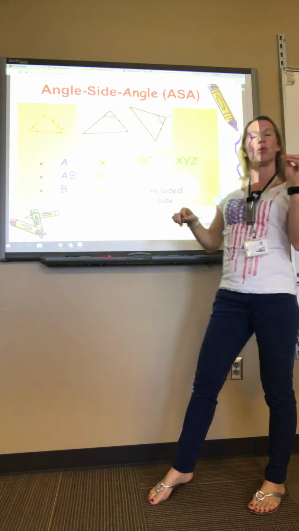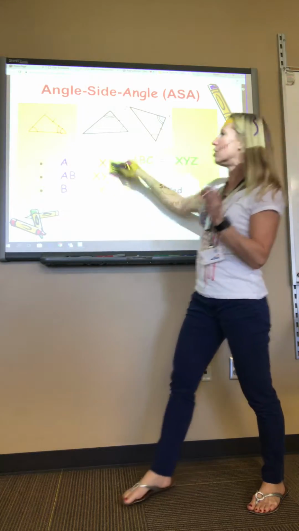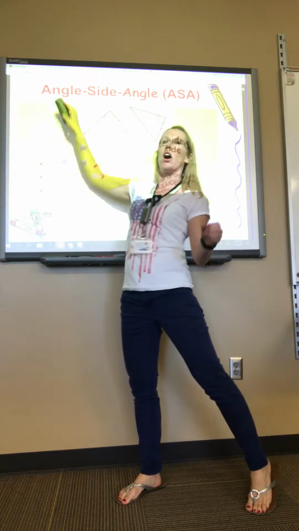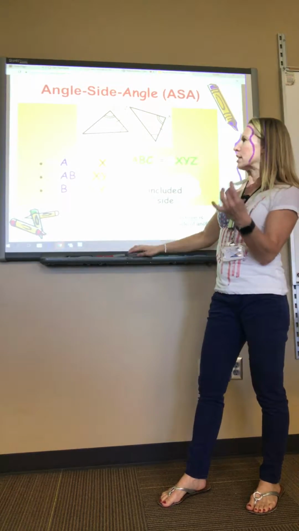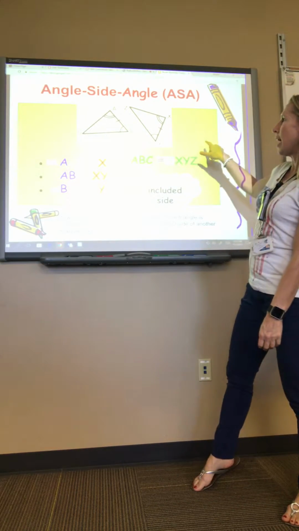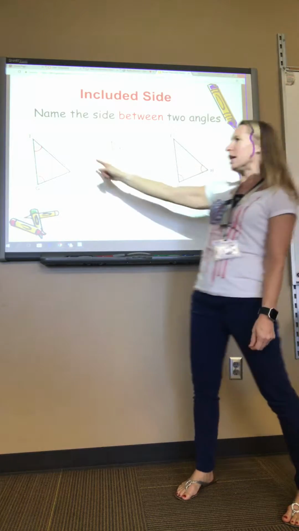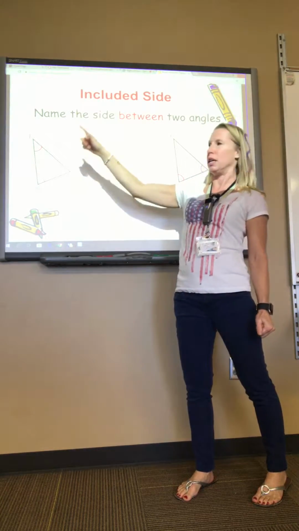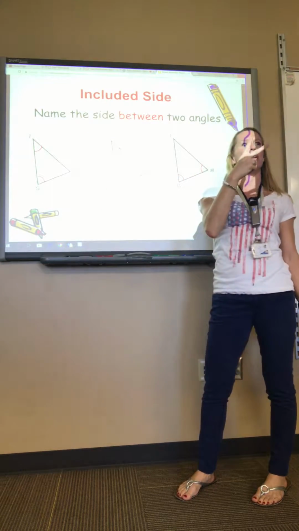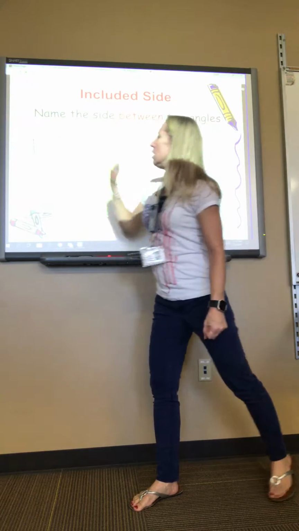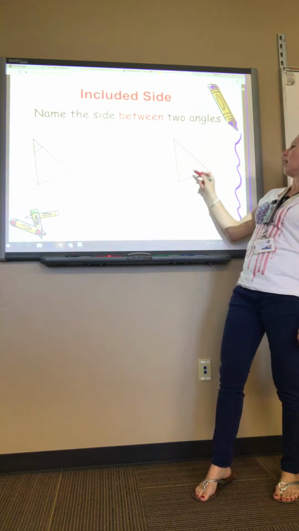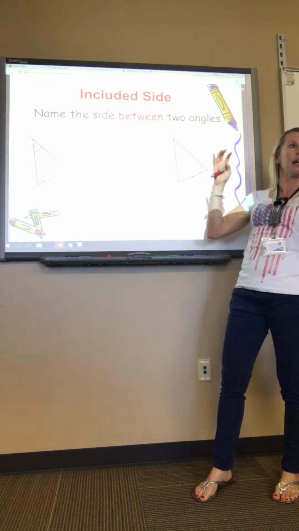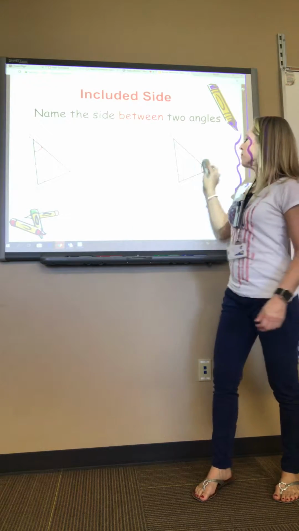So another way to prove triangles congruent is angle, side, angle. So far we have side, side, side, side, angle, side, angle, side, angle. What would the included side be here? Name a side with 2 letters. IG. What about this one? IH. What about this one? Okay, so you guys can tell that it's in between the 2 angles.